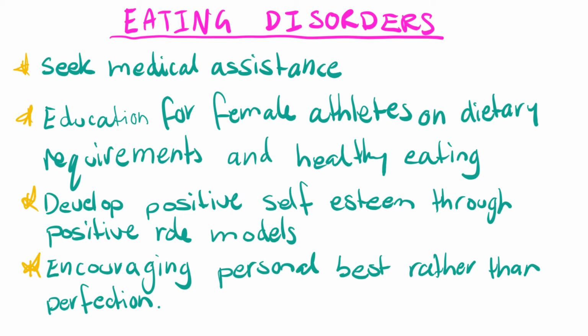The coach and practitioner can try to develop positive self-esteem through positive role models. Especially if it's a female coach or a female manager, they can model positive behaviour in relation to eating and nutritional requirements. And also encouraging the personal best among an athlete rather than perfection. Sometimes if a coach or a manager or some person on the team is trying to get an athlete to strive towards perfection, this can cause an athlete to try and get to an ideal weight, or try and look aesthetically pleasing in relation to their event and their body, rather than looking at their personal best and what is physically achievable and realistic for them.